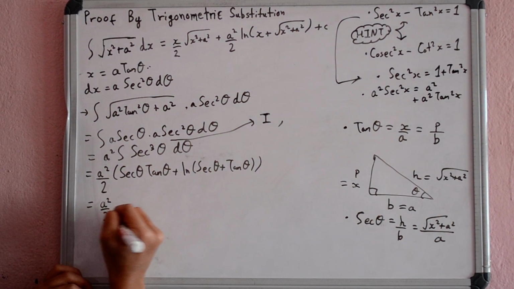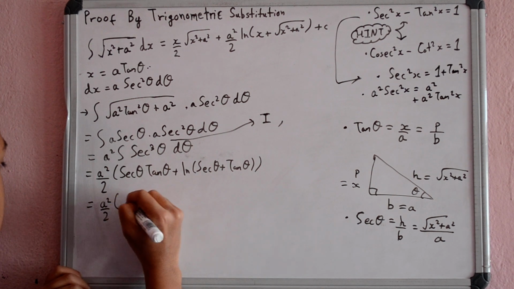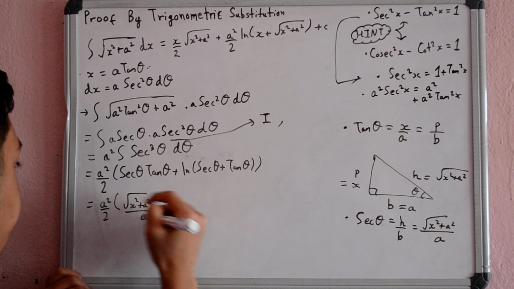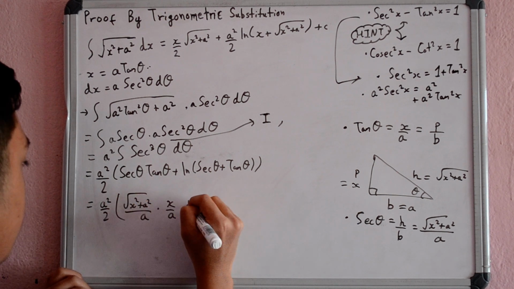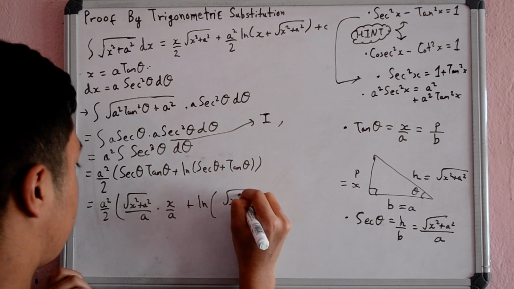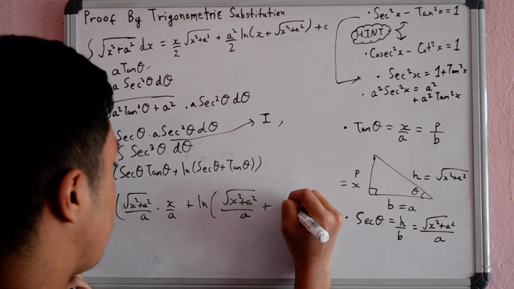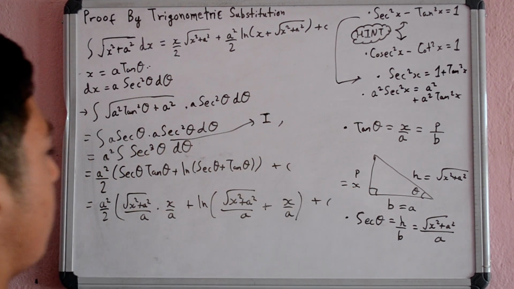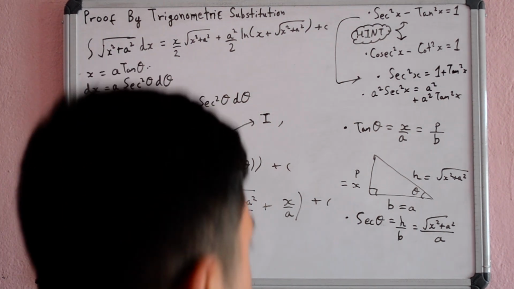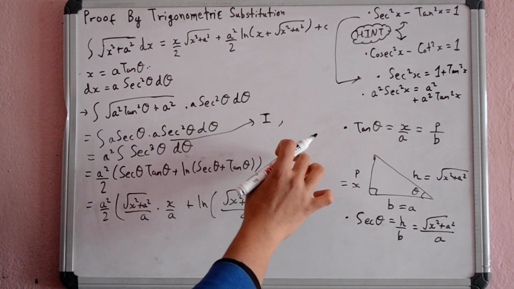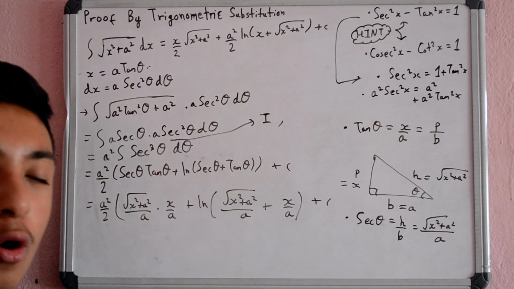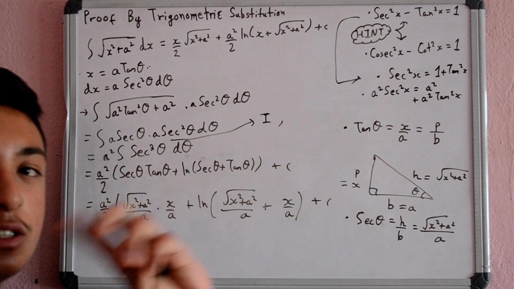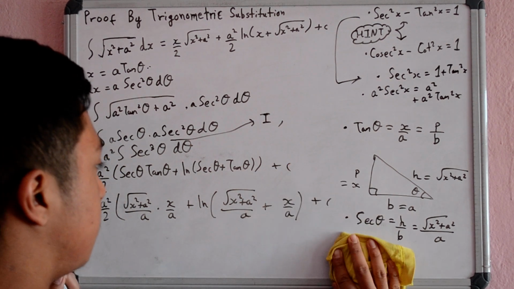So a square by 2 sec theta tan theta, so x square plus a square by a into x by a, plus log natural x square plus a square by a plus x by a, plus c. Now I learned a very valuable lesson: to always put plus c after doing the final integrals, as I had forgotten just now, but I remembered because this will be very crucial in the next steps.